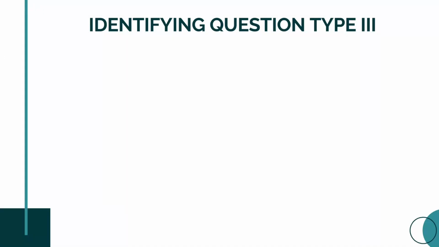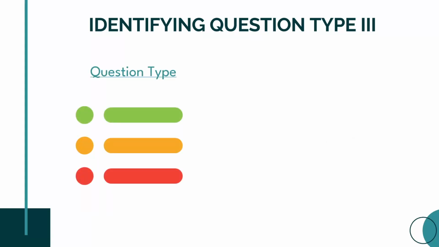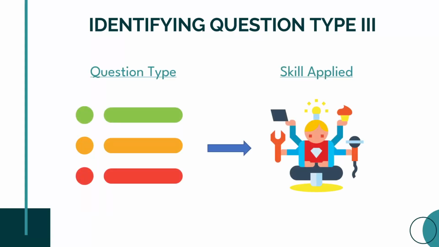In this third video about identifying question type, let's just remind ourselves what we're doing here. If we are able to identify the question type, we can then decide what skill or technique we want to apply. In the first video, we talked about big idea questions. In the second video, we talked about factual and detail questions.